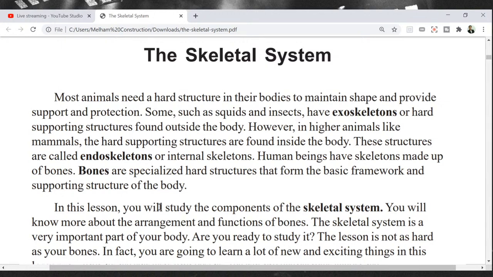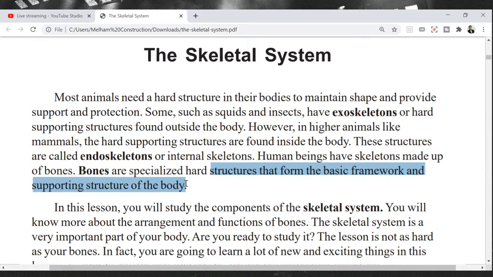However, in higher animals like mammals, tayo yun, the hard supporting structures are found inside the body. Hindi kagaya nung mga eel, yung mga suso, nasa labas. Jellyfish, yung mga starfish, nasa labas. Pero sa mammal, nasa loob. Ang tawag doon ay endoskeleton. Pag sa labas, exoskeleton. Pag sa loob, endoskeleton. Human beings have skeleton made up of bones. Bones are a specialized hard structure that form the basic framework and supporting structure of the body.